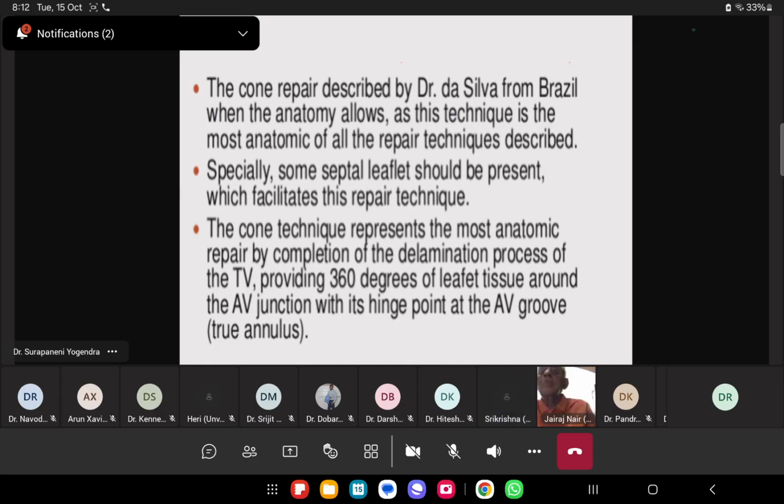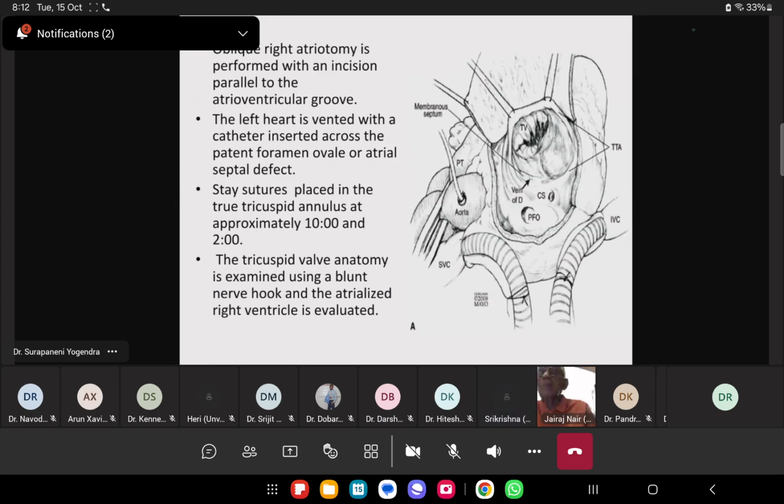The cone technique represents the most anatomic repair by completion of the delamination process of tricuspid valve, providing 360 degrees of leaflet tissue around the atrioventricular junction with its hinge point at the atrioventricular groove, true annulus. So the technique is, right atrial oblique right atriotomy is performed with an incision parallel to the atrioventricular groove. Left heart is vented via a catheter inserted across the patent foramen ovale or atrial septal defect. Stay sutures are placed in the true tricuspid annulus at approximately 10 o'clock and 2 o'clock.